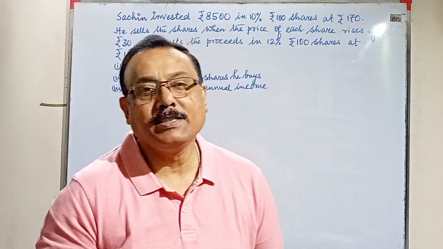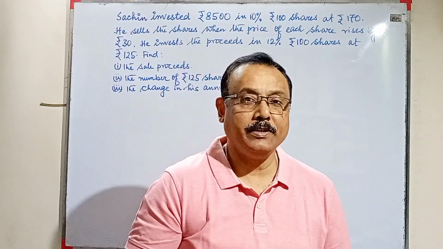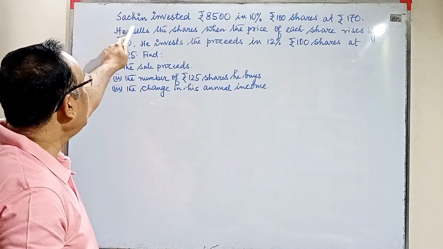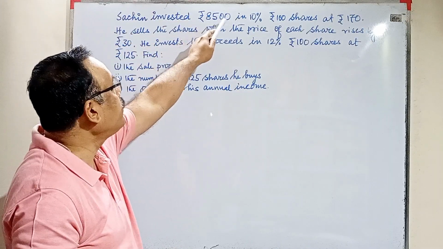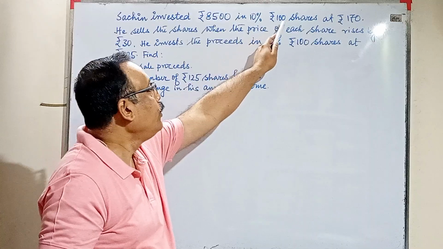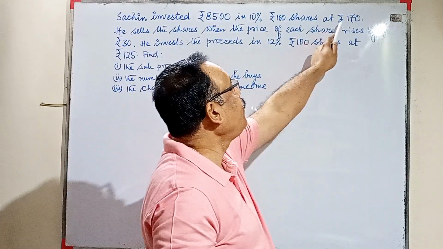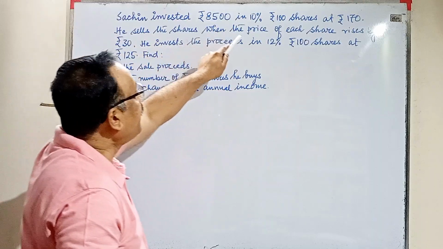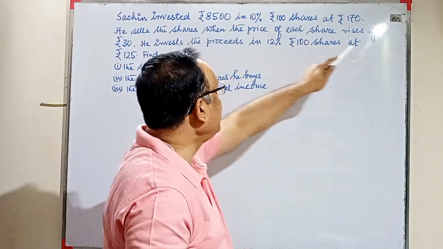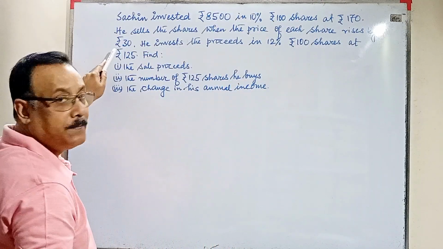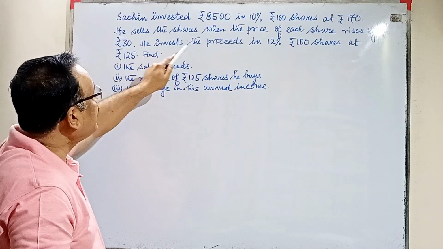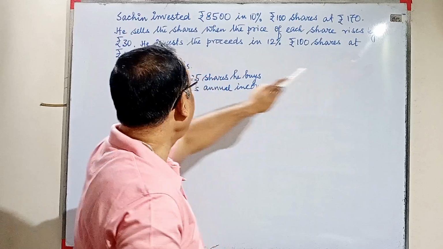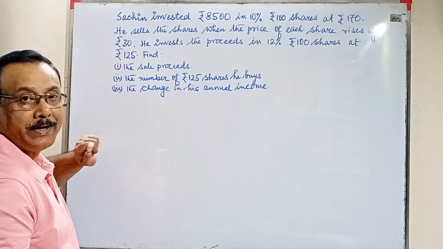Today, I'm going to discuss a question based on shares and dividend. An important one. The question is, Sachin invested rupees 8,500 in 10% rupees 100 shares at rupees 170. He sells the shares when the price of each share rises by rupees 30. He invests the proceeds in 12% rupees 100 shares at rupees 125.